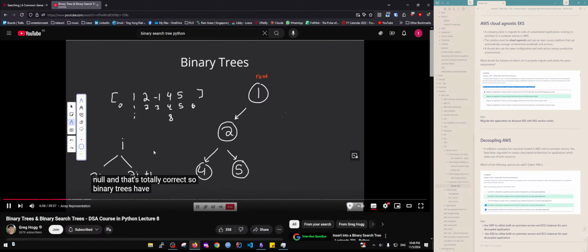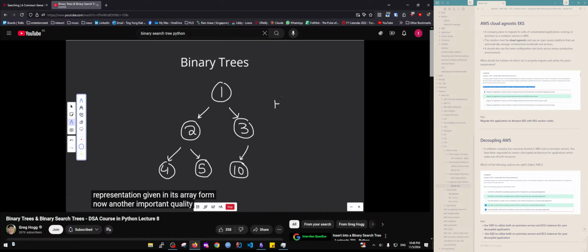So binary trees have an array representation as well, and you'll often see this in LeetCode. LeetCode might actually tell you that this is the input you're given, and it might look like an array, but if they're talking about trees, they're probably talking about a binary tree representation given in its array form.